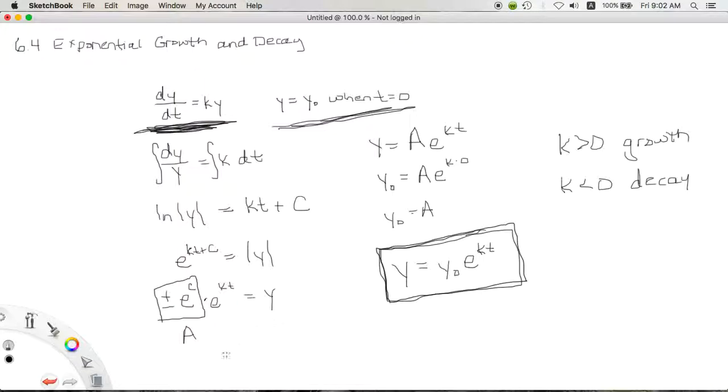All right, so let's try an example. If the rate of change of y is proportional to y, which means that we have dy/dt equals ky, which gives us that y equals y naught e to the kt equation. When t equals 0, y equals 2.